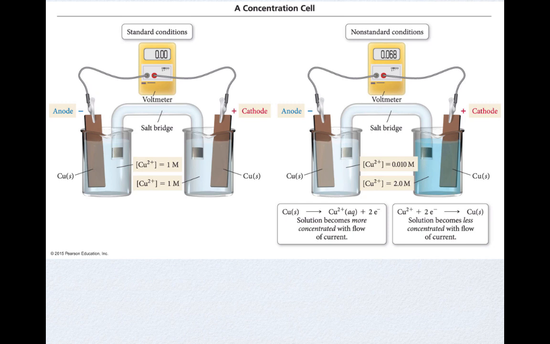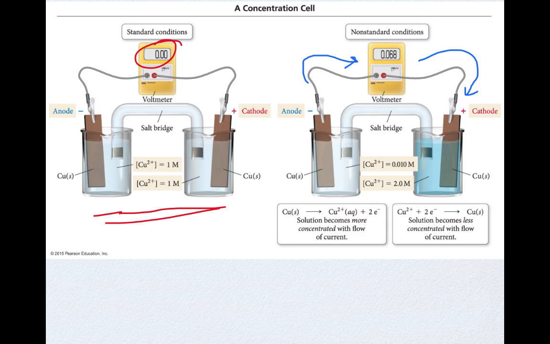Here we see standard conditions for a cell. If we had a 1 molar copper solution in both of these, we would see that there is no net electron flow, and we have a voltage of 0 there. But on this other side on the right, we've got a 2 molar solution in the right hand half cell and a 0.01 concentration in the left hand half cell. So the electrons are going to be moving out of the anode here, flowing through the voltmeter and down here. And what that means is that we're going to get reduction taking place.